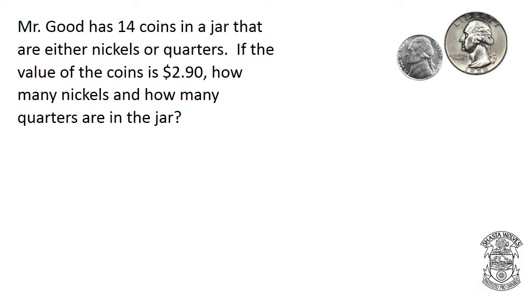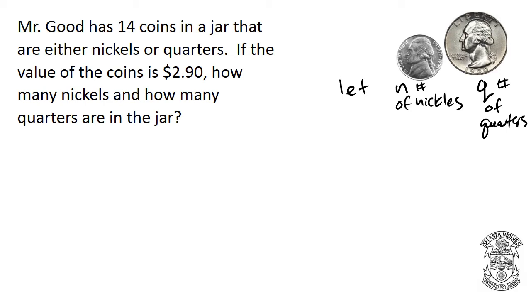I'm going to let n be the number of nickels, and I'm going to let q be the number of quarters. And when I say that, there's a distinction between the value of the nickels I have and the number of nickels I have. So for example, if I have 2 nickels, that has a value of 10 cents. If I have 3 quarters, there's 3 of them, but they have a value of 75 cents. So I'm being real clear here, n is the number of nickels and q is the number of quarters.